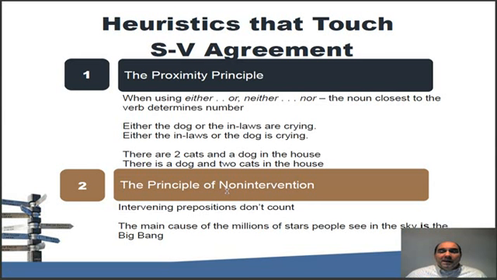Last thing that we'll want to talk about are some rules regarding some of the markers that you'll use with subject-verb agreement. One is the proximity principle. When using either/or, neither/nor, the noun closest to the verb determines the number. I'm certain that you remember this from grammar school. Either the dog or the in-laws are crying. Here's the verb, are. I've got two: the in-laws or the dog. Either the in-laws or the dog is crying. So it's going to change based on the closest noun.